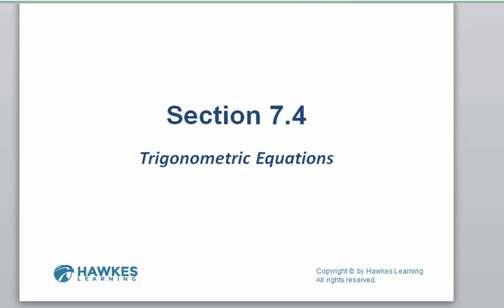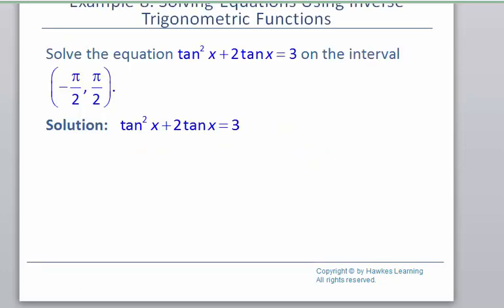We'll now complete section 7.4 by looking at two additional examples of solving trigonometric equations. Our first example asks us to solve the equation tangent squared x plus 2 tangent x is equal to 3 on the interval from negative pi over 2 to positive pi over 2. So we note that this equation is quadratic and should be solvable by factoring.